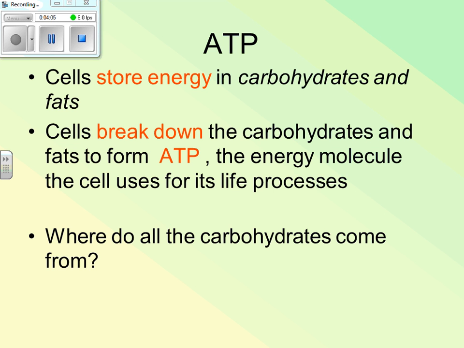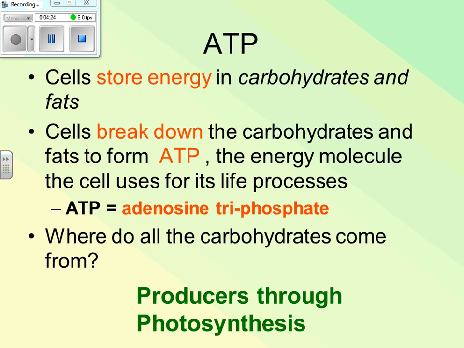So essentially, if you're looking at humans, for instance, we eat food to make ATP just so we can break it apart. Now, we'll go over in class the actual equation of how that works. Where do all the carbohydrates come from? Producers, through photosynthesis. So producers collect sunlight, they make carbohydrates, and they either use those carbohydrates to make ATP or we consume the producers and make our own ATP. ATP stands for adenosine triphosphate, right? An adenosine with 3 phosphates on it.